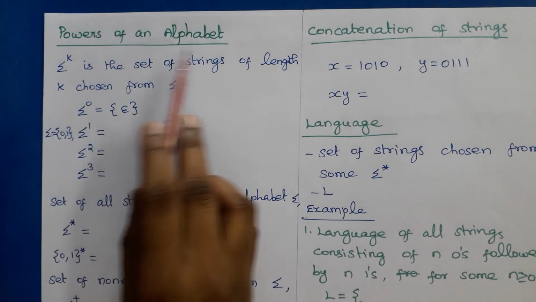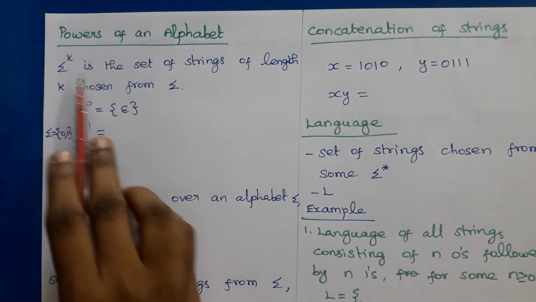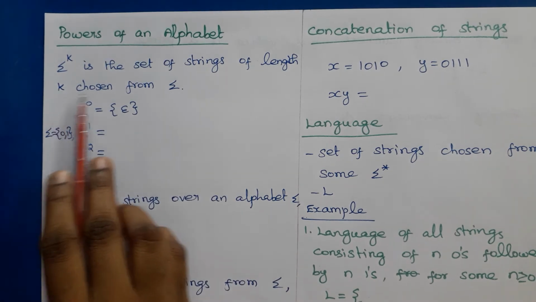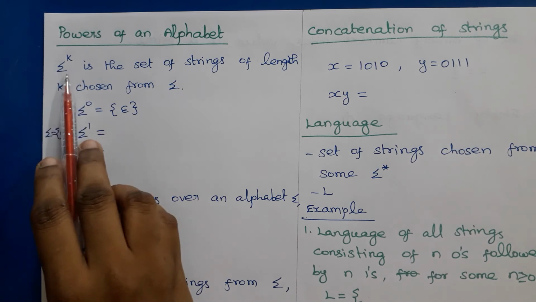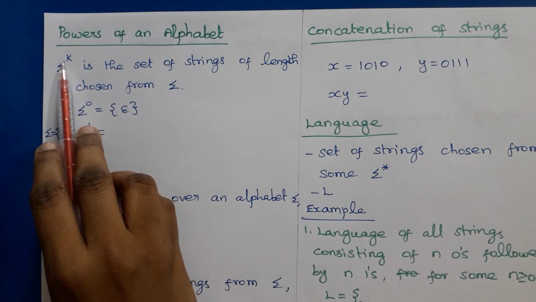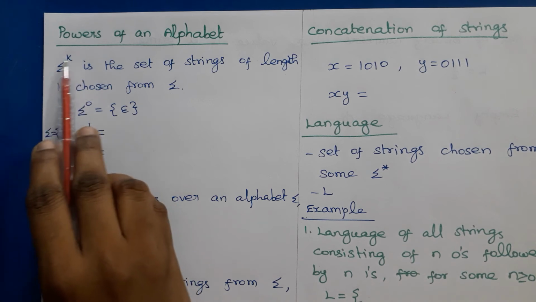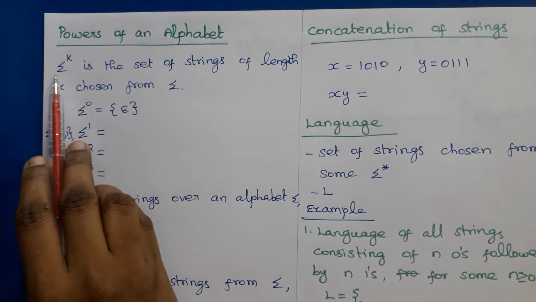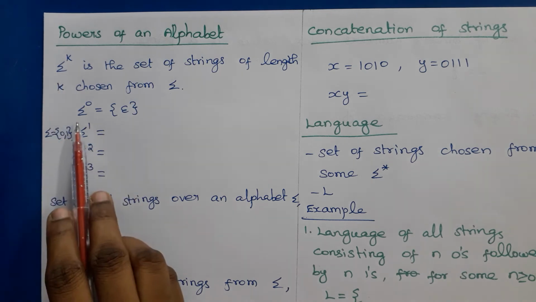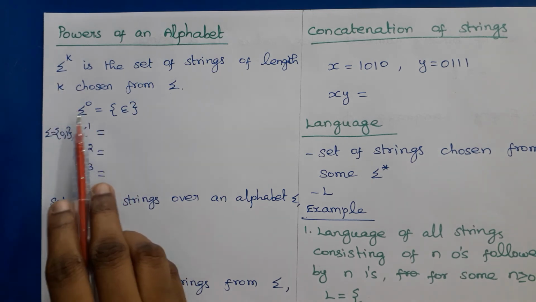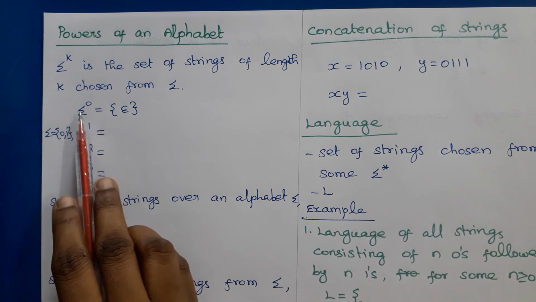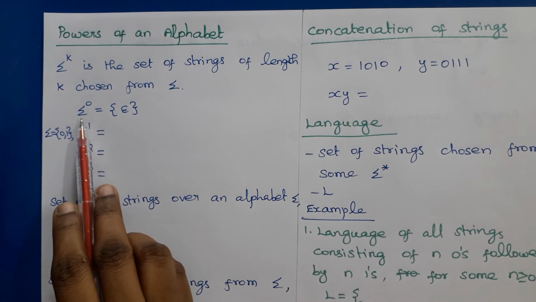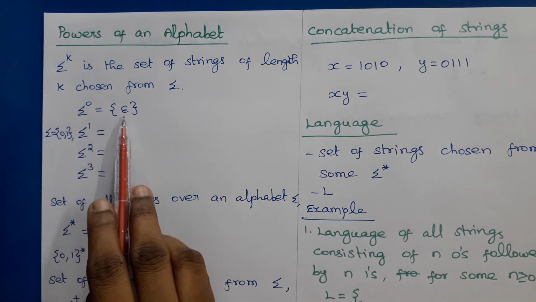Next one is powers of an alphabet. Sigma to the power k is the set of strings of length k chosen from sigma. That is, the power of an alphabet is represented by exponential notation. So sigma to the power k means we need to choose all the strings of length k from this particular alphabet. So sigma to the power 0 represents all strings with length 0. For any alphabet, a string with length 0 is epsilon only. So for any alphabet, sigma to the power 0 is {epsilon}.